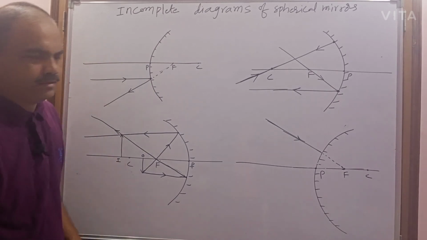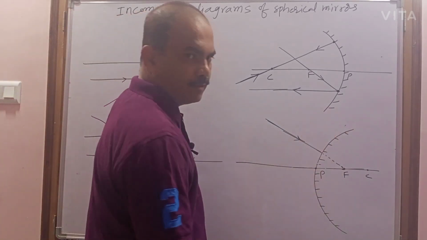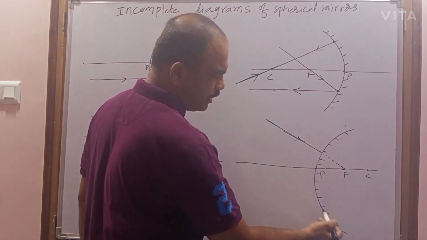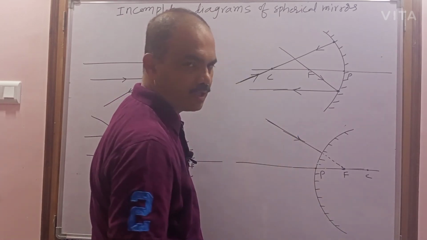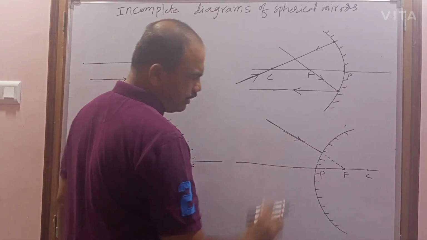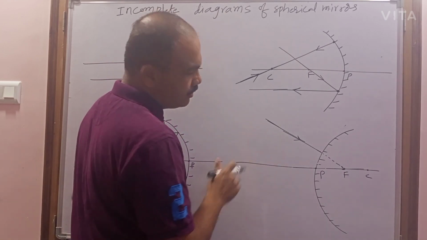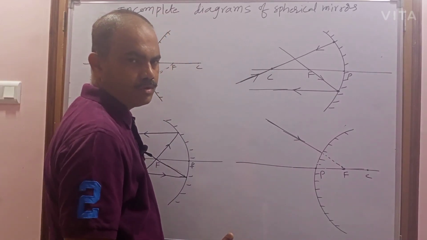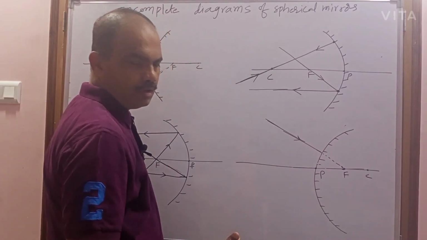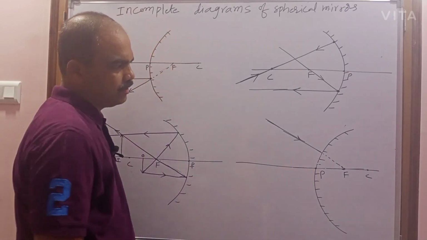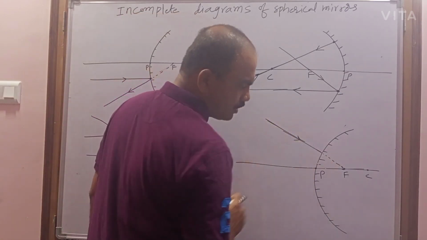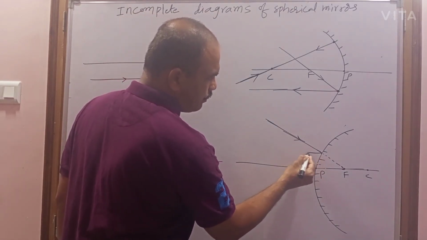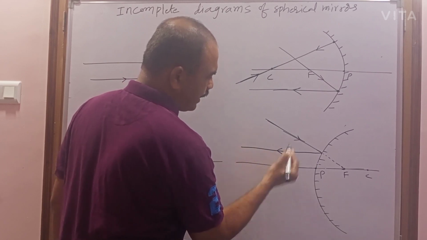And next, this is another incomplete diagram. First of all, you have to identify which type of mirror it is. A convex mirror. Okay. Next, is it an incident ray or a reflected ray? This is an incident ray, traveling in the direction of the focus. According to the rules of the convex mirror, if the incident ray is traveling in the direction of the focus, what happens? After reflection, how will it be? It will be parallel to the principal axis.